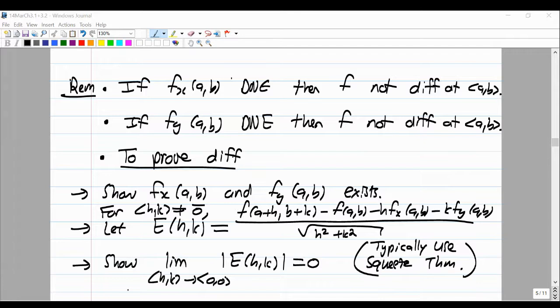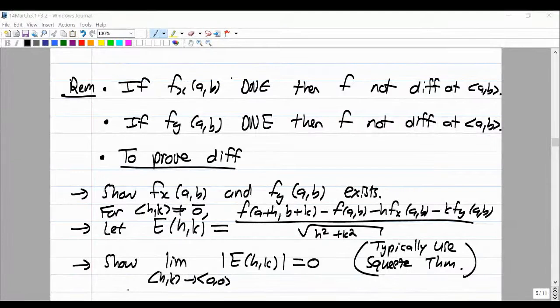Can I get a yes that you understand my first two remarks? If one of the first order partials doesn't exist, then the definition fails and we do not have differentiability. Good. Now let me give you a typical recipe for how to prove differentiability at a point.